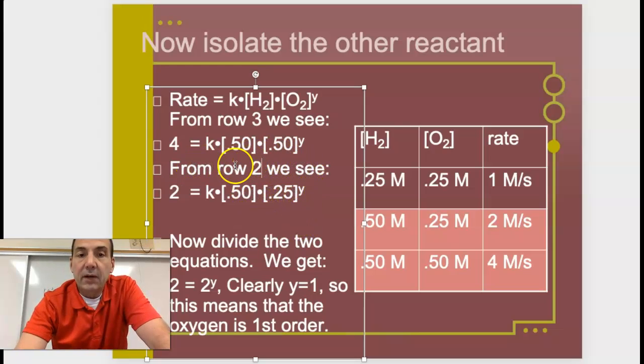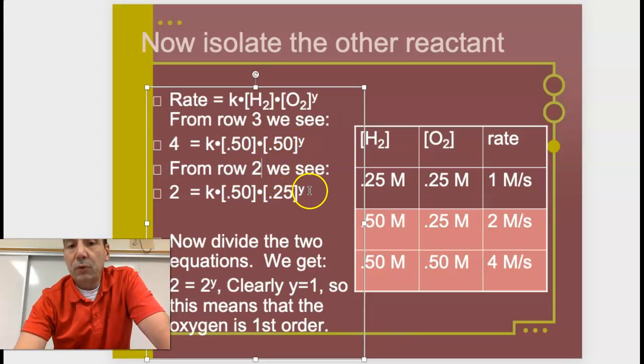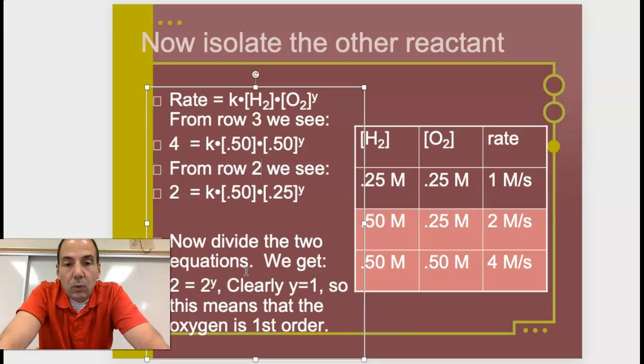So now again, I'm going to divide. 4 divided by 2 gives me 2. K divided by K cancels out. 0.5 divided by 0.5 cancels out. But 0.5 to the Y divided by 0.25 to the Y gives me 2 to the Y. So clearly, Y is 1. And again, that means that oxygen is first order.